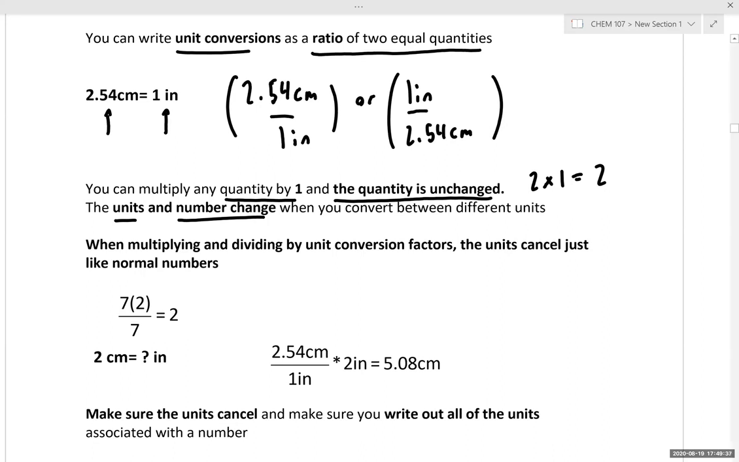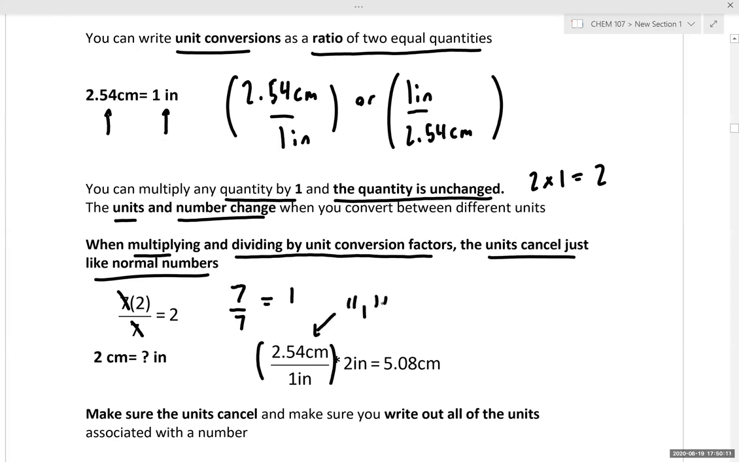Okay. So when multiplying and dividing by unit conversion factors, the units will cancel just like normal numbers, right? So if we have 7 times 2 over 7, we can cancel the 7 on top and the 7 on bottom, right? Because we know that 7 divided by 7 gives us 1, right? Likewise, if we wanted to convert from centimeters to inches, we take 2 inches and we multiply it by our conversion factor. Remember, this conversion factor is just equivalent to 1. Think of it like we're just multiplying by 1.